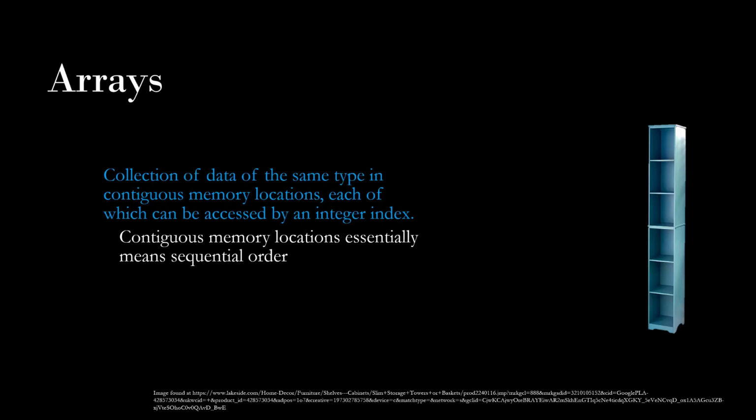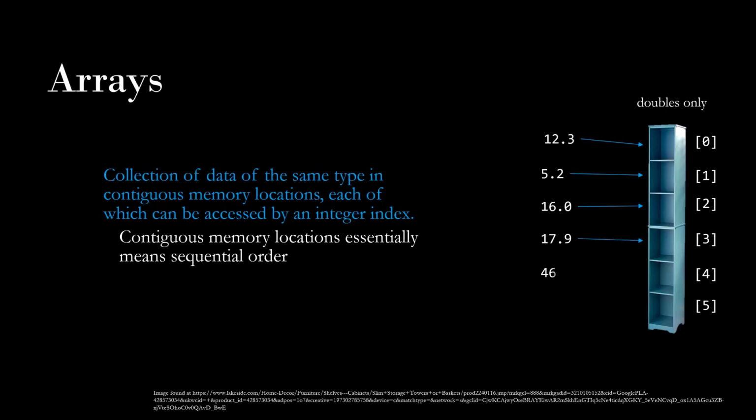Another thing is that you have to specify a data type, so you have to have the same data type. Let's say we have this cubby hole over here and we're just going to put doubles in it. We could put in ints, but they get converted into doubles. And each spot will start at 0 and go up to 1 less than the size. We're going to put different doubles in this array, okay?